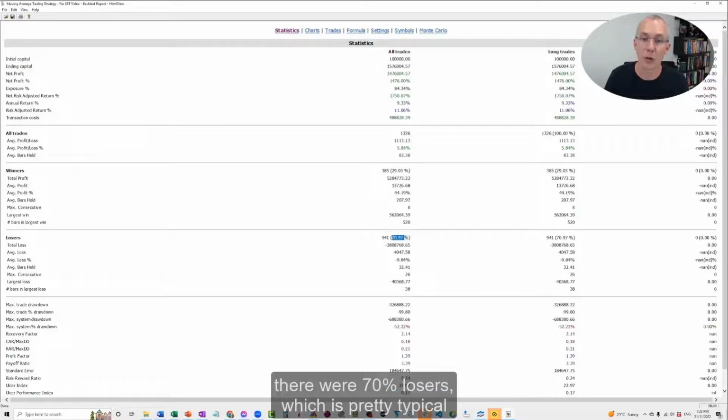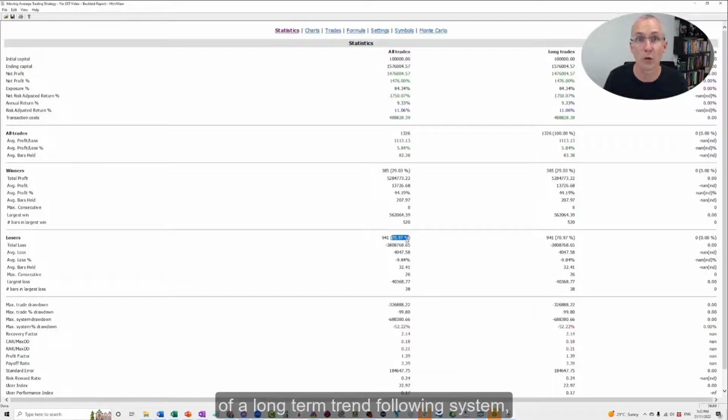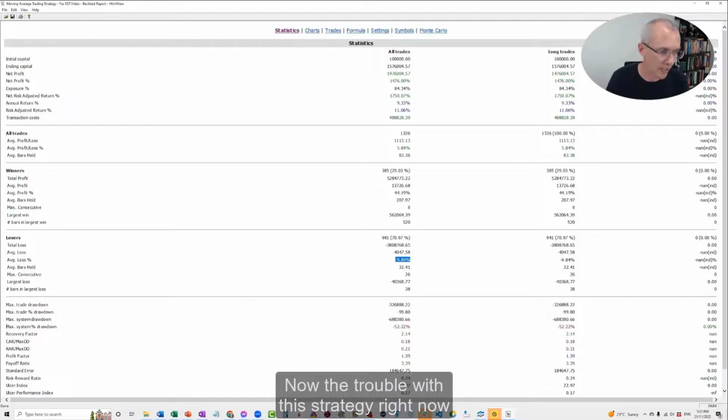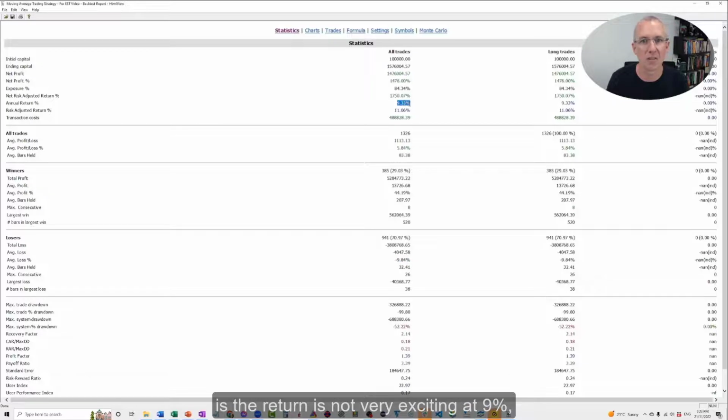there were 70% losers, which is pretty typical of a long-term trend following system, and the losses on average were 9.8%. So again, this is a very typical profile of a trend following system: low percent winners, large average win, high percent losers, small average loss. Now the trouble with this strategy right now is the return is not very exciting at 9%, and the drawdown is pretty high at 50%.